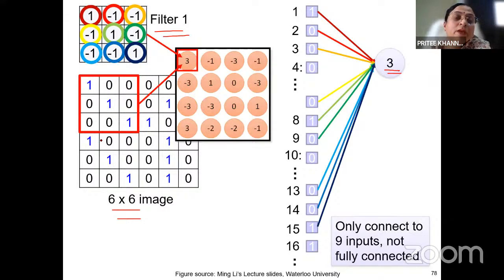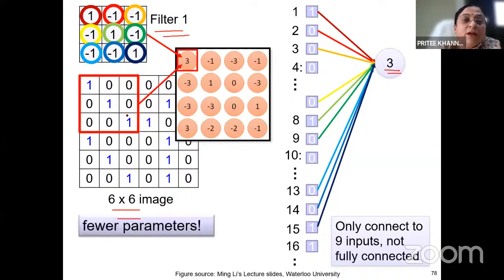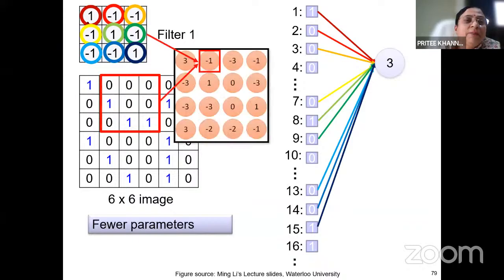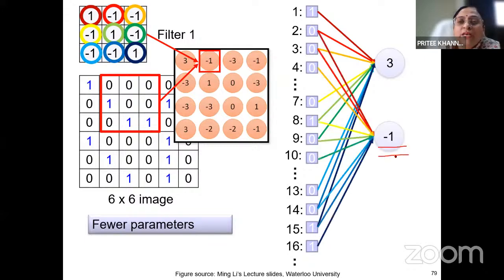There, you were connecting to all, but here you are connecting to 9 inputs only, right? Because of this, you have fewer parameters. And then next, you got this 3. Now see, your filter has moved, the filter slid. Now again this multiplication will be performed with the corresponding terms, and the response will be produced as -1. Again, you can connect it with the colors. So this 0 multiplied with 1, this 0 multiplied with this 1, this 1 multiplied with this one, like that, right? So this is your -1.